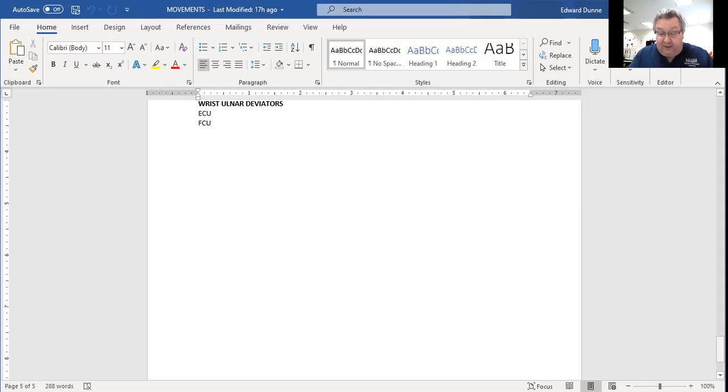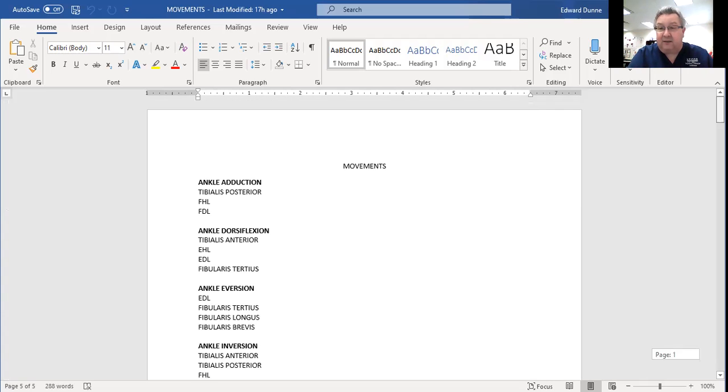Now, a couple of other things that I was looking at today that I want to add to the list. When we're talking about the rotators of the trunk, we're talking about the obliques, the internal oblique and the external oblique. So let's remember their jobs. The internal oblique rotates the body to the ipsilateral side, or the same side, and the external oblique turns the body to the contralateral side, or the opposite side.